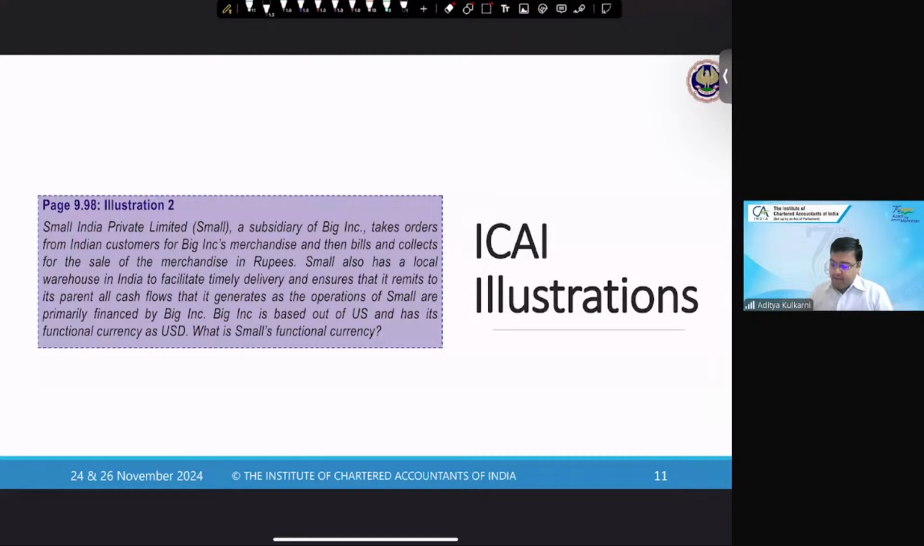Small India Private Limited, a subsidiary of Big, takes orders from Indian customers for Big INC's merchandise and then bills and collects for the sale of the merchandise in rupees. Small also has a local warehouse in India to facilitate timely delivery and ensures that it remits to its parent all cash flows that it generates, as operations of Small are primarily financed by Big INC. Big INC is based out of US and has its functional currency as USD. What is Small's functional currency?